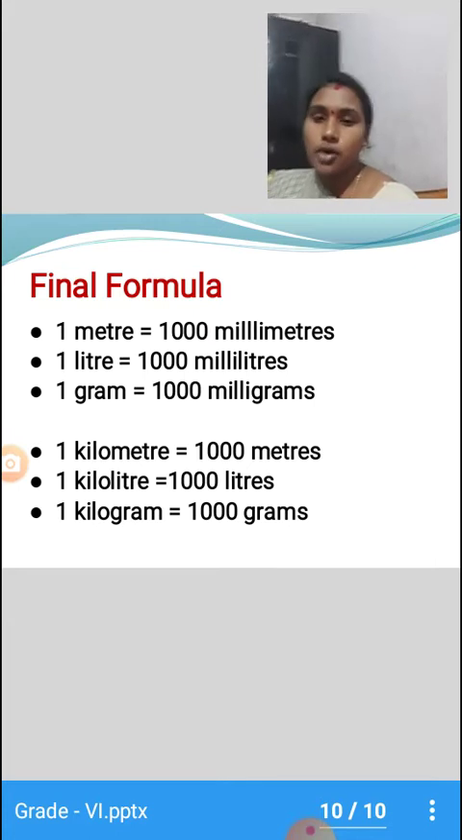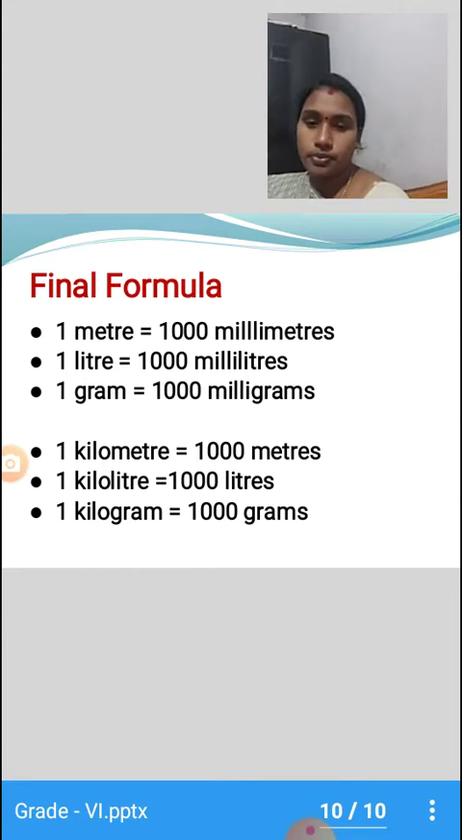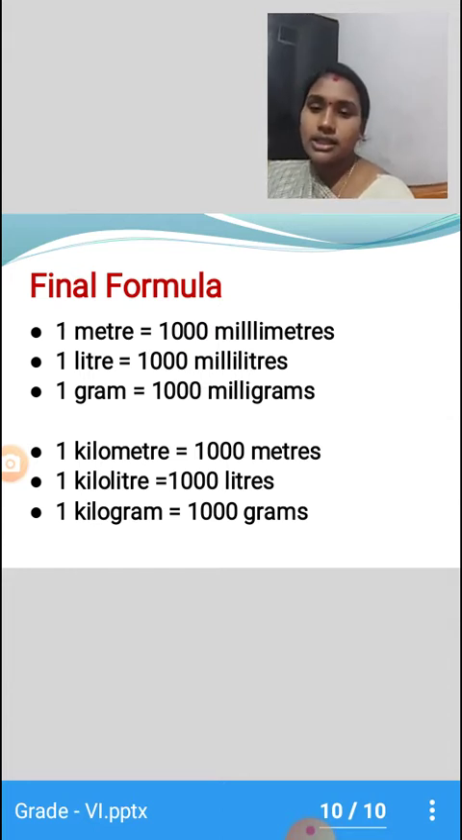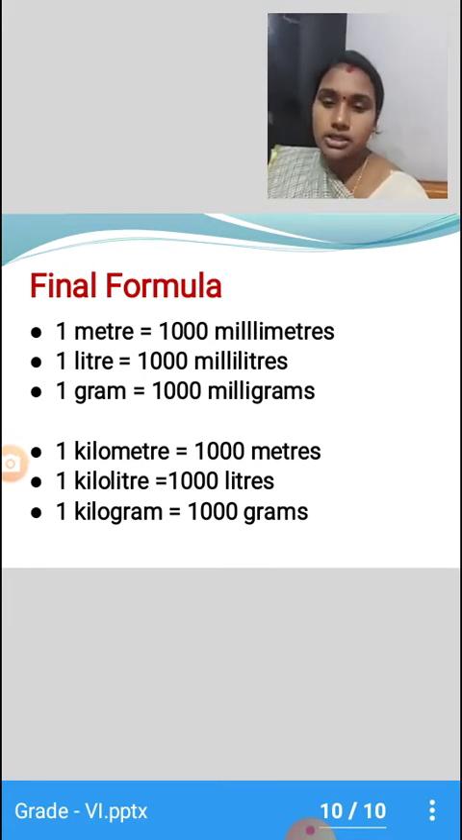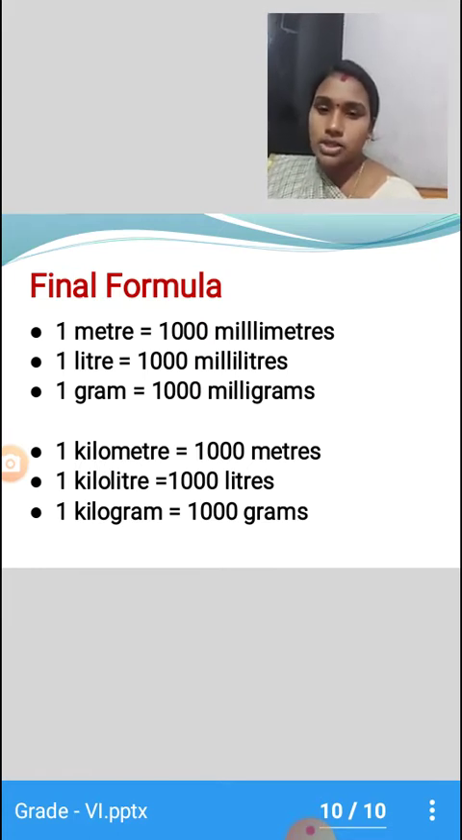The next formula is for meters and kilometers conversion. Okay children? So 1 kilometer is equal to 1000 meters. 1 kiloliter is equal to 1000 liters. Let me repeat. 1 kilometer is equal to 1000 meters. 1 kiloliter is equal to 1000 liters. 1 kilogram is equal to 1000 grams.